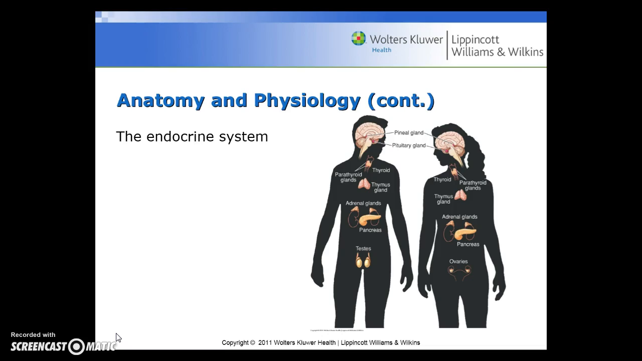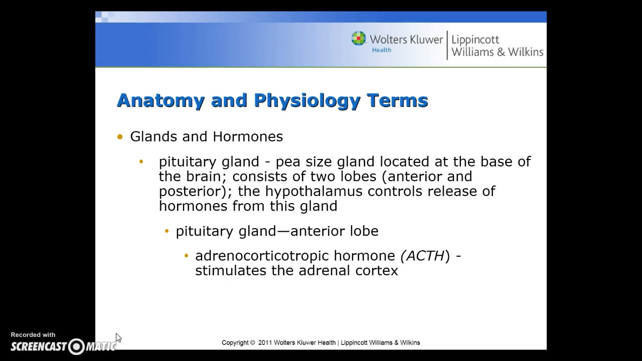Here we can see the glands of the endocrine system in a male and female. You see the pineal gland, the pituitary gland, the parathyroid glands, the thyroid gland, the thymus gland, the adrenal glands, and the testes and ovaries in male and female. The pituitary gland is a pea-sized gland located at the base of the brain. It consists of two lobes, the anterior and posterior. The hypothalamus controls release of hormone from this gland.